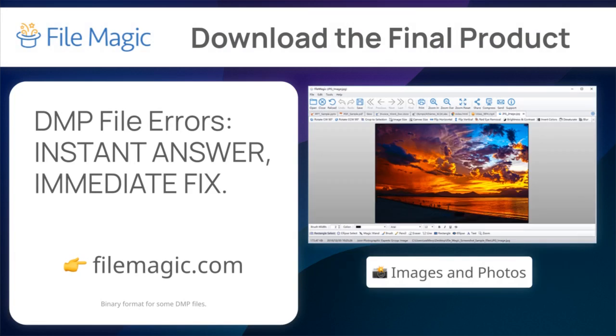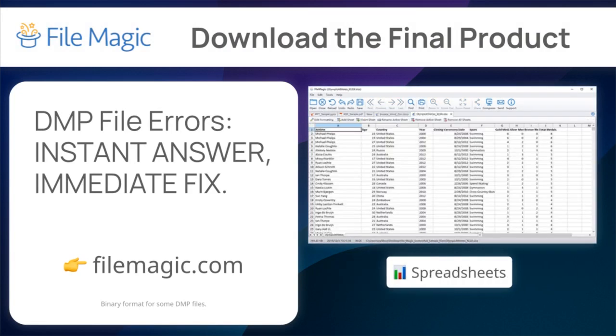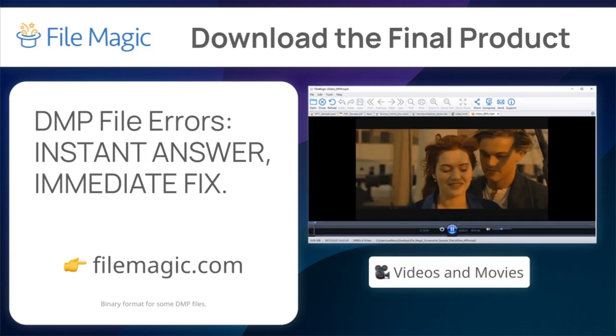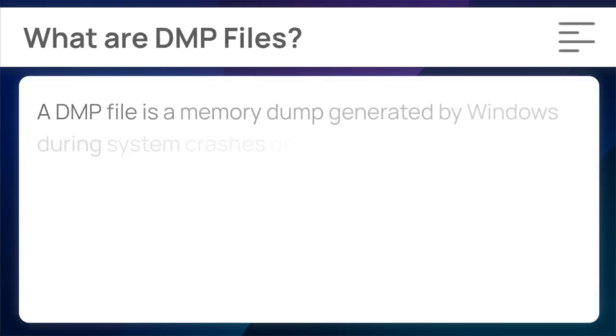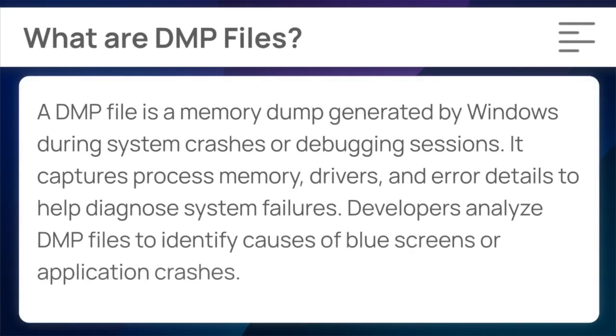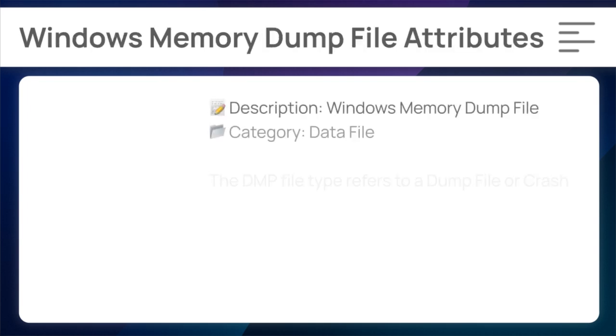We're going to rely on one simple but powerful DMP file inspection tool that is capable of reading and repairing hundreds of file types. To prevent corruption, note that DMP is fundamentally a dedicated data file format. The file architecture mirrors the design of Windows memory dump file. The DMP file type refers to a dump file or crash dump file.